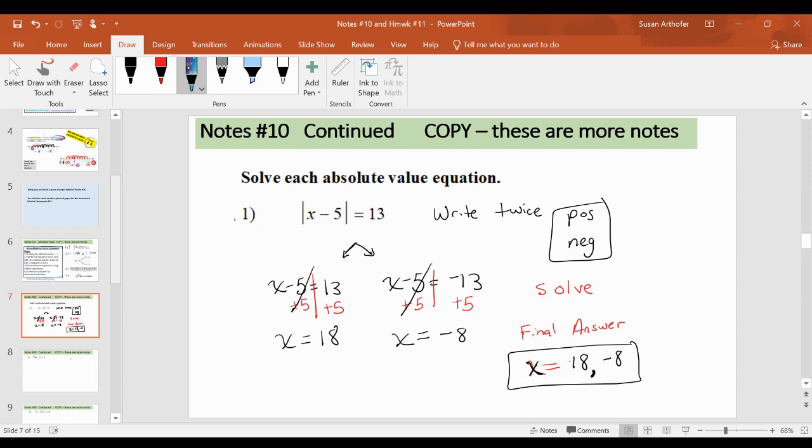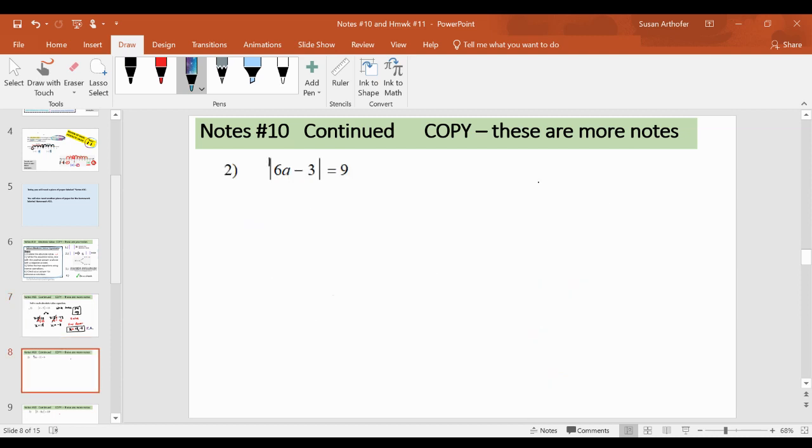The other thing I just wanted to say, in my classroom, FA is going to stand for final answer. A lot of students will, when the work gets complicated, say, well, where's the final answer? So instead of writing out the 2 words final answer, I just tend to write FA. Moving on to the next one. Okay, so remember the first step is to write it twice, once with a positive and once with a negative.